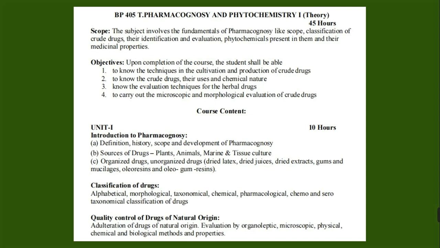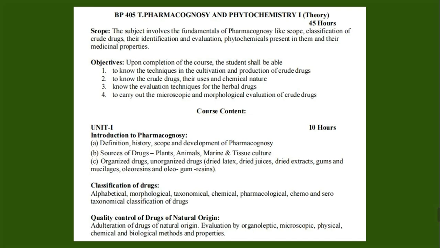The pharmacognosy term is nothing but the study of crude drugs, and phytochemistry mainly focuses on the chemical nature and classification of plant constituents. The scope and objective of the subject is to know the techniques in the cultivation and production of crude drugs and their uses and chemical nature. Let us begin with Unit 1, Introduction to Pharmacognosy.